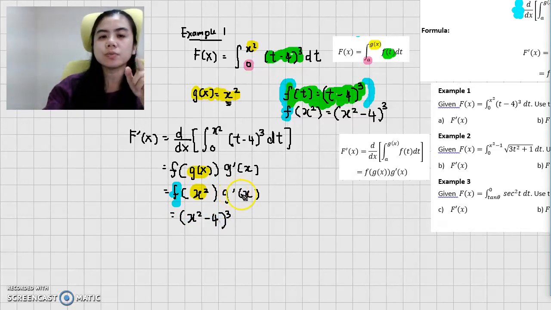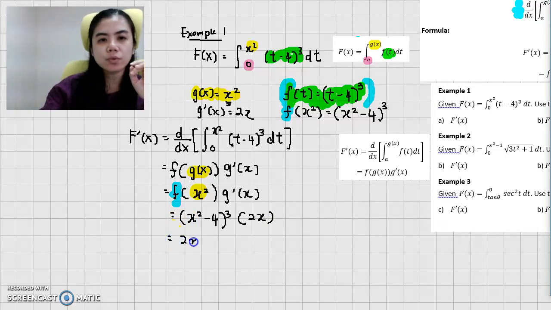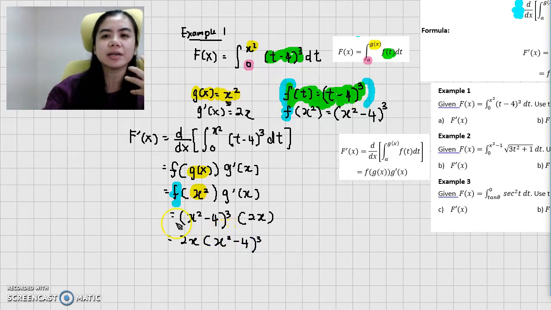And how about g prime of x? What is g prime of x? The g prime of x comes from whatever you defined earlier. So we find g prime, which is very simple. This gives us 2x. So just write the answer next to here, and rearrange it. We have 2x multiplied with (x squared minus 4) to the power of 3. Basically this is the answer for part A.